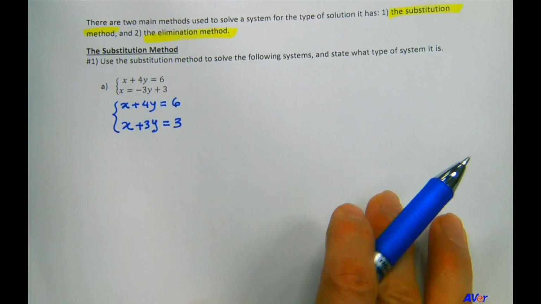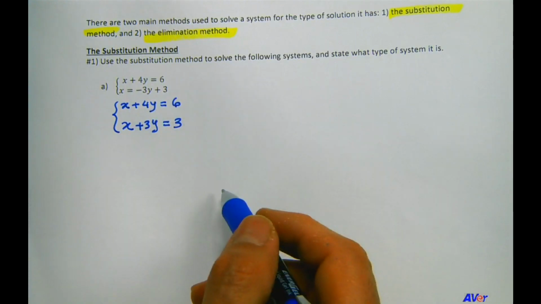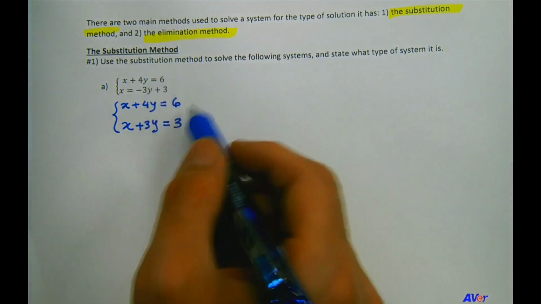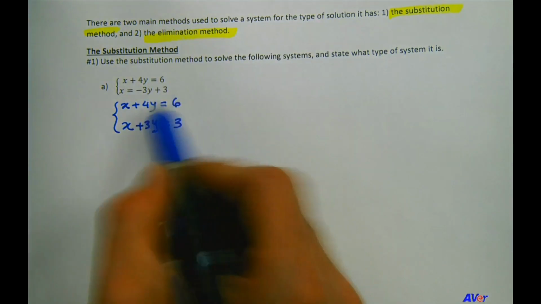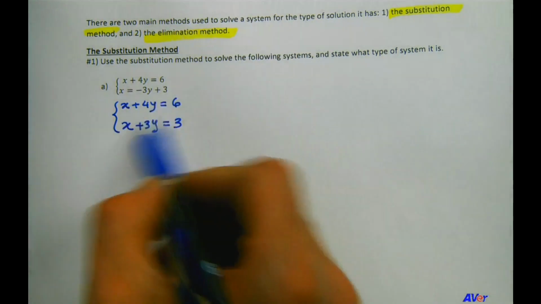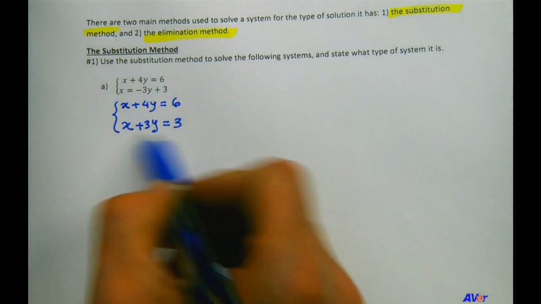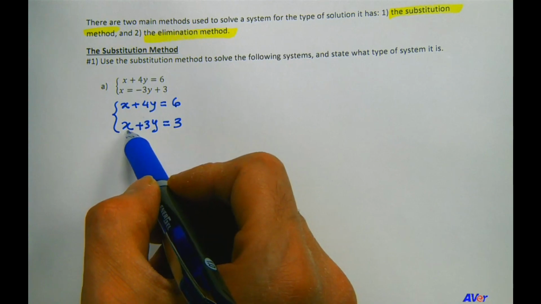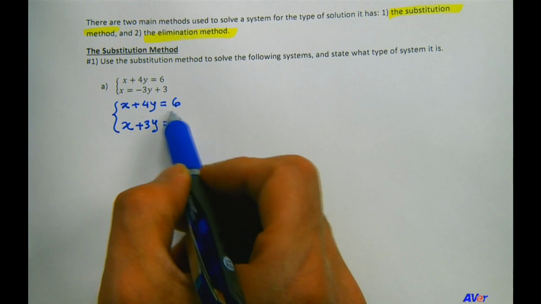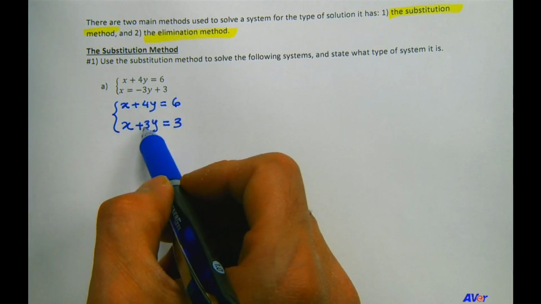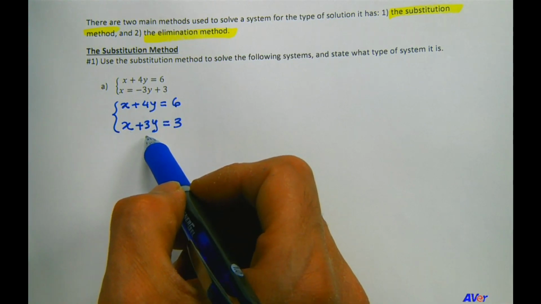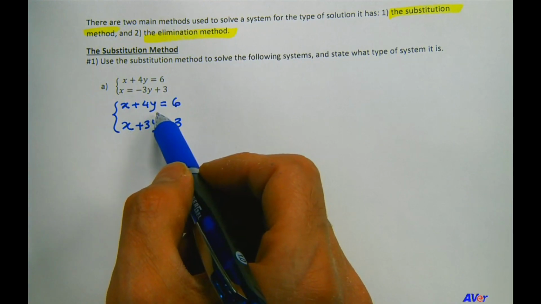Okay? So now we are ready to use the substitution method here. The way the method of substitution works is that you solve for one of the variables using either equation. So let's say you solve for x. Then you substitute that in the other equation and you solve for one of the variables. Once you have the solution for one of the variables, then you look for the other variable.